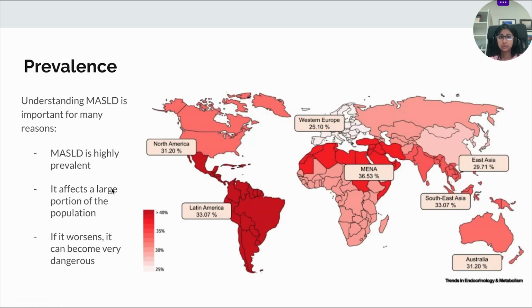This figure shows how widespread MASLD is. MASLD is highly prevalent because even in parts of the world where its prevalence is the lowest, such as Western Europe and East Asia, still over a quarter of the population is affected by MASLD. This shows how prevalent the disease is and why it's important for people to understand the disease so that people can become more aware of it.